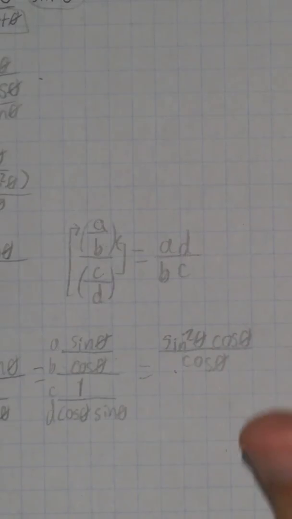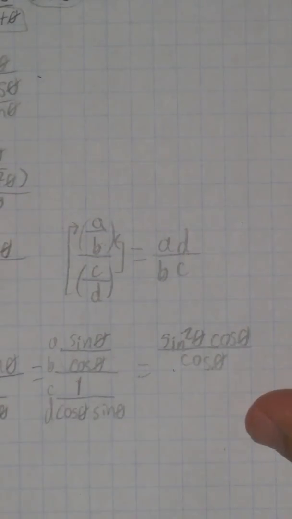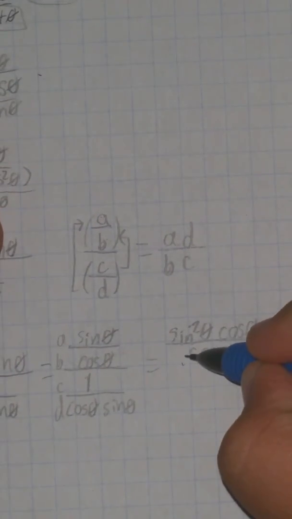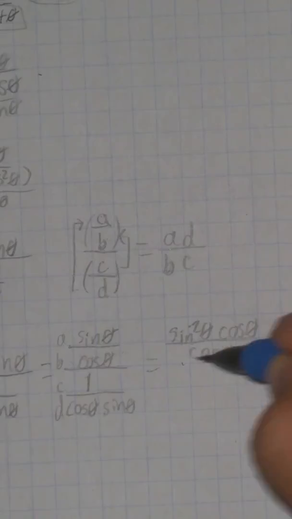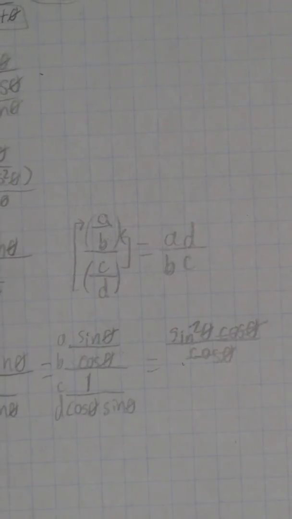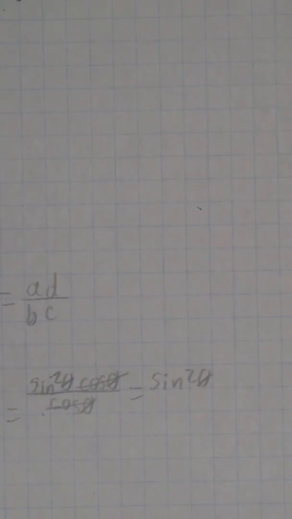For those of you who understand where this is going, congratulations, you're done. But for those of you who don't, what you're going to do is cancel out cosine on both sides, and you're left with, you guessed it, sine squared of angle theta. That took too long.